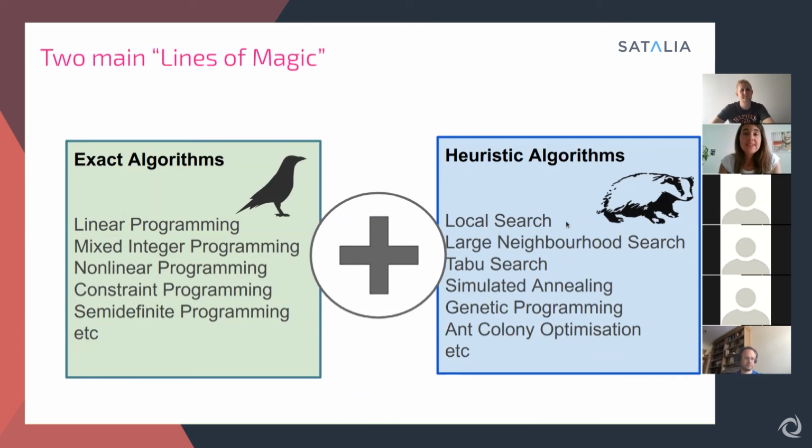Also, what I should say is, in practice, you don't go for either an exact algorithm or a heuristic algorithm. You often make a combination of them. So you're trying to combine the best of both worlds. These hybrids are the most powerful ones, and also the ones that we use at Satalia, for instance.